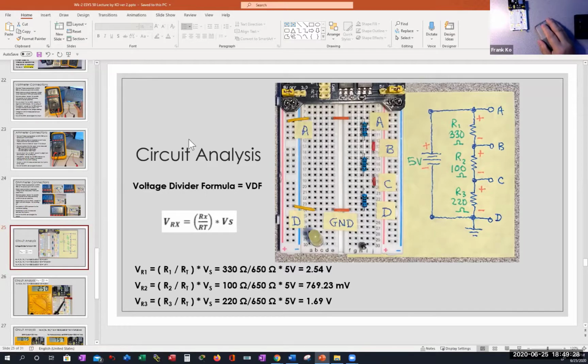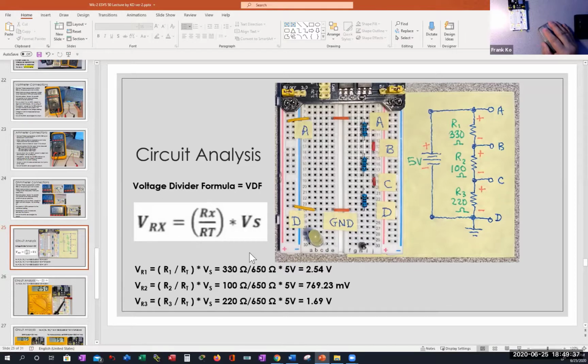Now, we introduced you to the voltage divider formula, and the voltage divider formula is a really neat formula. It is a fractional formula. In other words, we can calculate the voltage drops across each one of these resistors without Ohm's law. How do we do that without Ohm's law? Simply by looking at the ratio of the resistors. If I want the resistor known as X, I put the Rx in the numerator, R total in the denominator, and multiply that by my voltage source.